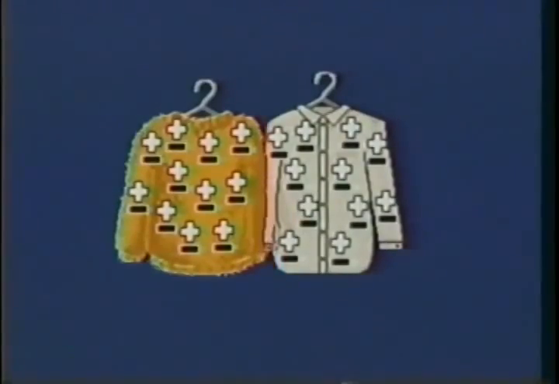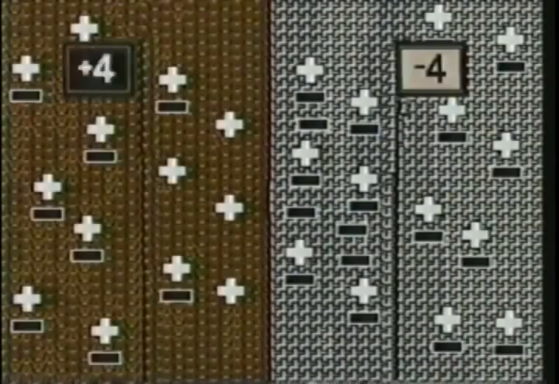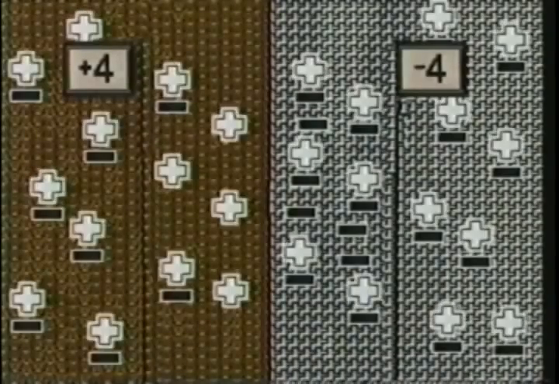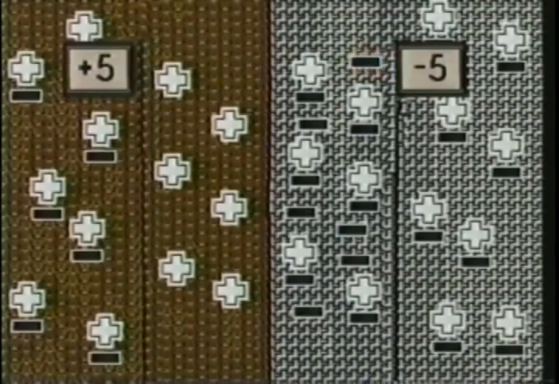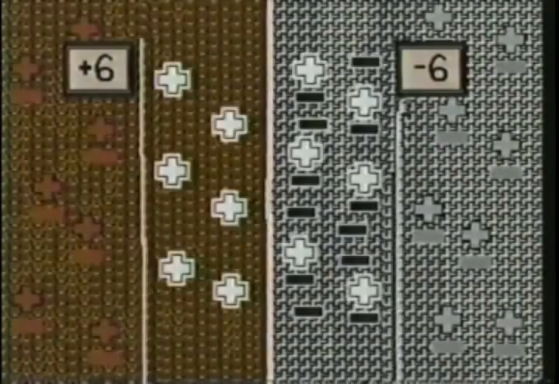When the two materials come in close contact, we can show the charge transfer from the wool to the cotton in this way. The cotton, with its excess of electrons, becomes negatively charged. The wool, with its deficiency of electrons, becomes positively charged. Note that during the process, the positive charges never move. Both the cotton and the wool are good insulators, so the charge transfer is limited to where there is contact between the two.